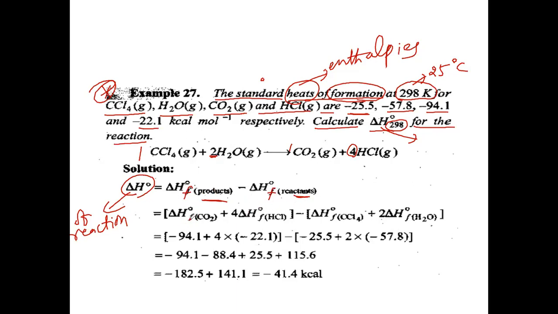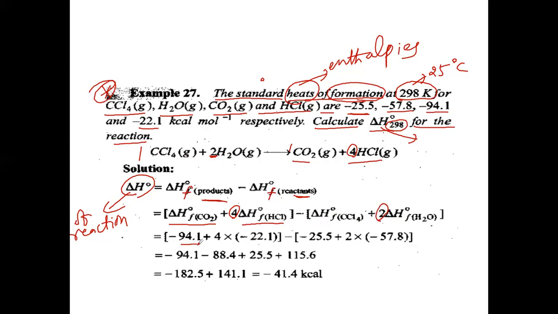Now see, products, what are there here? 1 mole of CO2, 4 moles of HCl. So here 1 into enthalpy of formation of CO2 plus 4 into enthalpy of formation of HCl. Now this is the total enthalpies of formation of products, minus the reactants. What is given? 1 mole of CCl4, 2 moles of H2O. That's why 1 into enthalpy of formation of CCl4 plus 2 into enthalpy of formation of H2O.